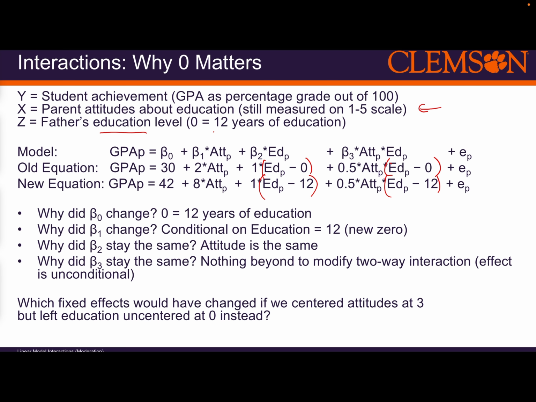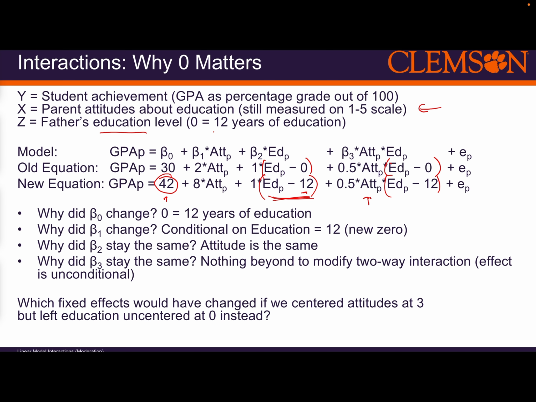What happened to beta 0? Well, in the centered model, beta 0 actually becomes 42. And that's the case because the 0 for education really represents a person whose value is 12, right? So here in this model, this conditional main effect, where attitude is equal to 0, subtracted 12, that means we got to add it back somewhere, and it gets added back here in the intercept.